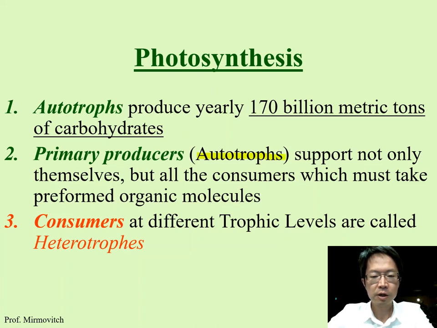Yes, they support not only themselves but all the consumers, who must take in the preformed organic molecules. The preformed organic molecules are basically glucose. Primary producers are the ones we talked about in the previous slides: the vascular plants, the protista, the algae, and so on. They produce food to feed themselves, but they also let the consumers eat them. What are the consumers? They are the heterotrophs. Hetero means different.